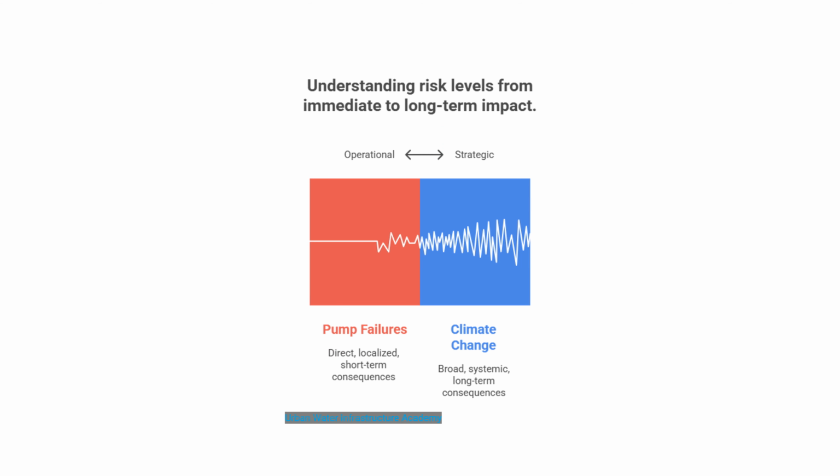Relation between strategic and operational risks. Repeated or widespread operational risk can become strategic risk. Likewise, a strategic risk can manifest operationally. For example, climate change as a strategic risk caused drought, which increased groundwater pumping pressure and caused more pump failures as the operational risk.